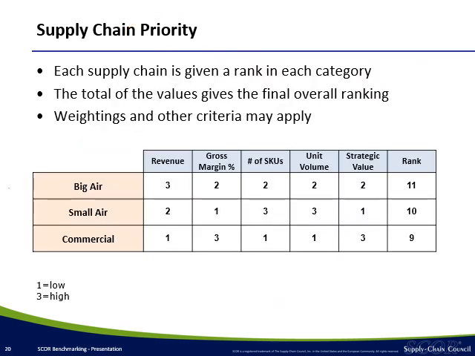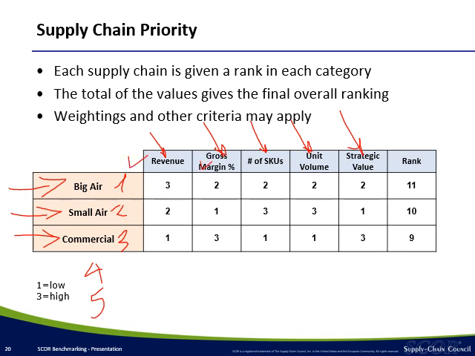And then put the different supply chains we got from the different steps. From the different steps we had 5 supply chains. So 1, 2, 3, 4, and 5 supply chains. And then for each of the important aspects that you determined, for example, for this company, revenue, margin, number of SKUs, unit volume, strategic value, these are the important aspects to this company. And then give a score for each item, or give a rank for each item.